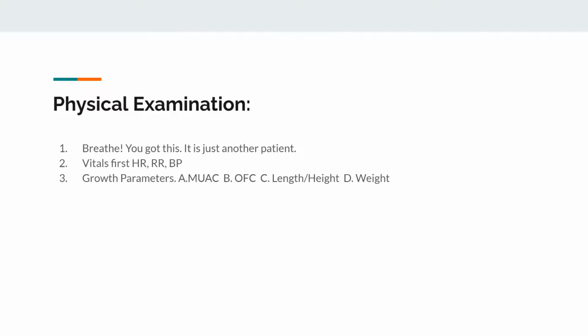Weight you measure by... all right. So how do you measure the weight? For babies, you measure the weight on the weighing machine that is specific to babies. It has a cradle on it. You put the baby on it, and you see what the weight is. Very plain, very easy to do. For kids who can stand, you have a normal weighing machine, just like in adult medicine. You make them stand on that, and you measure the weight.